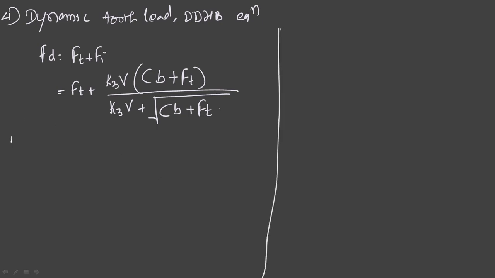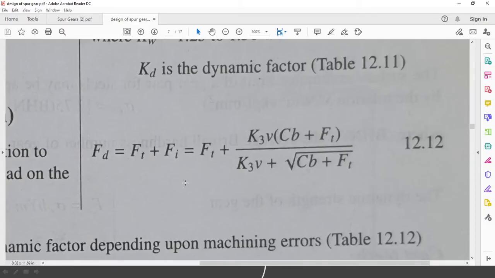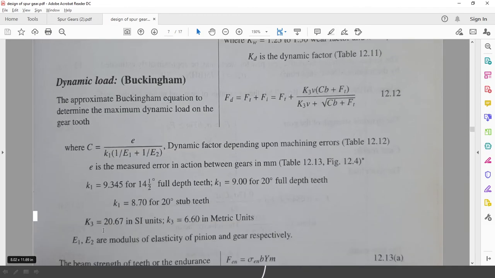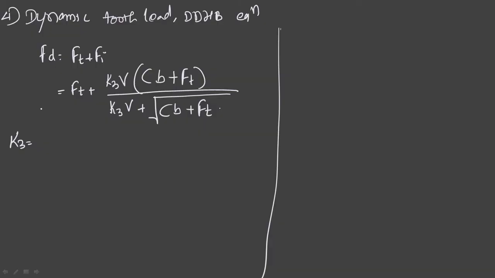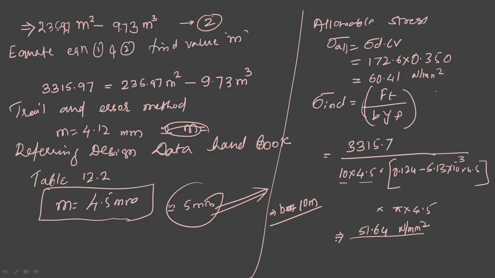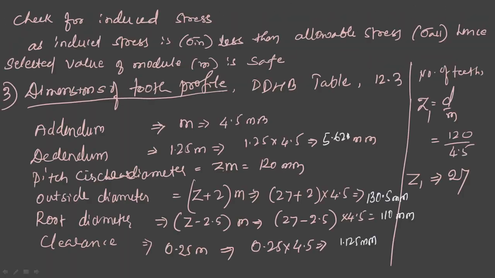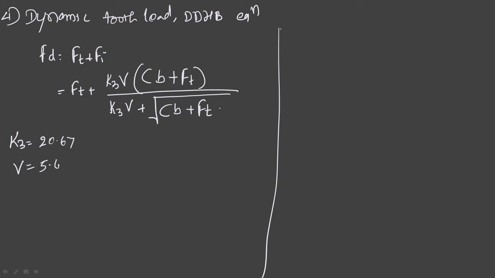Now K3 is a constant. We are preferring the SI system, so note K3 equals 20.67. The velocity we already calculated is 5.654 meters per second. The face width is B equals 10 m, that is 10 into 4.5, which is 45 mm here.